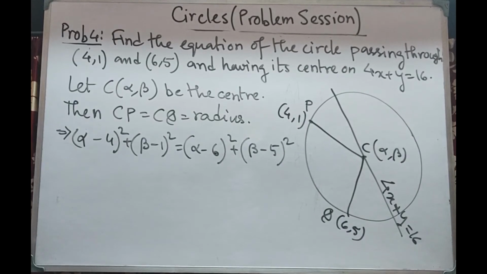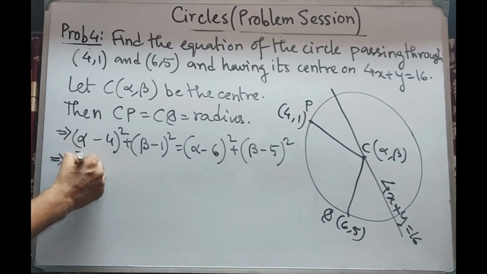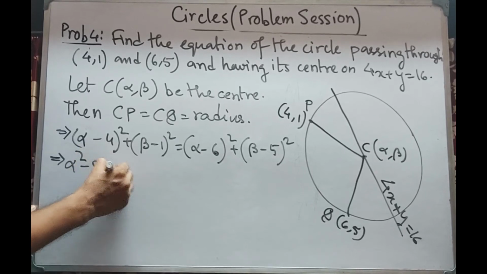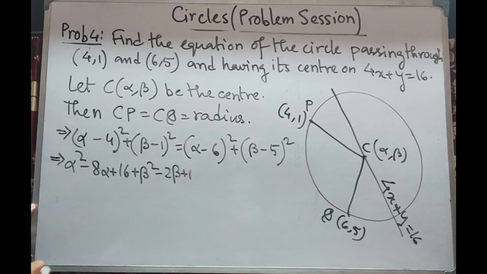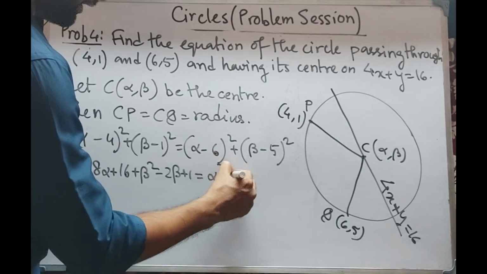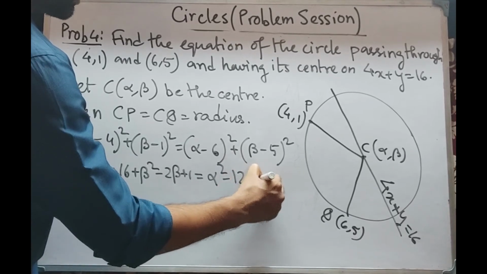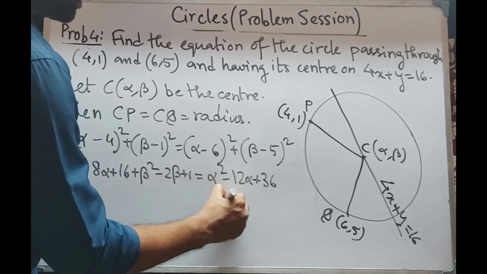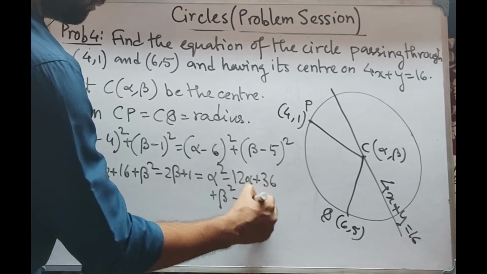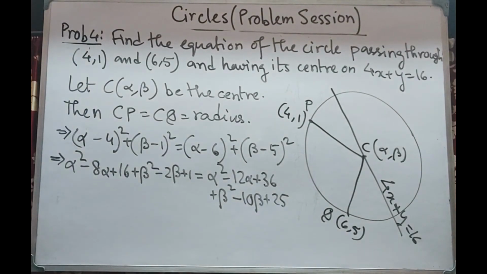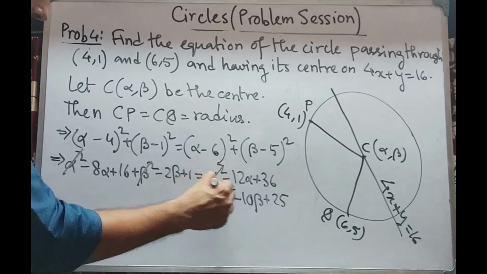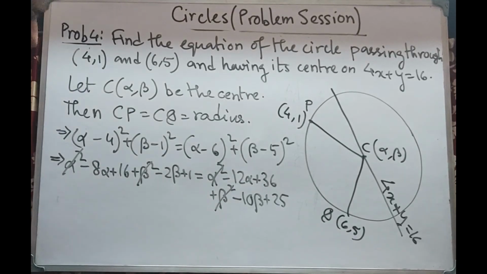Now you just expand the whole squares and you can cancel out alpha square and beta square from both the sides. So we can say alpha square minus 8 alpha plus 16, beta square minus 2 beta plus 1 is equal to alpha square minus 12 alpha plus 36 plus beta square minus 10 beta plus 25. So cancelling out all the like terms, we are having a relation between alpha and beta.